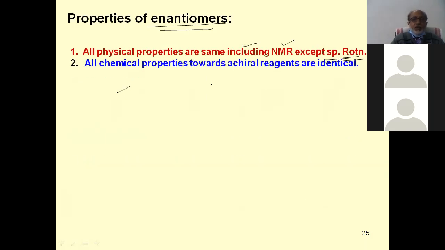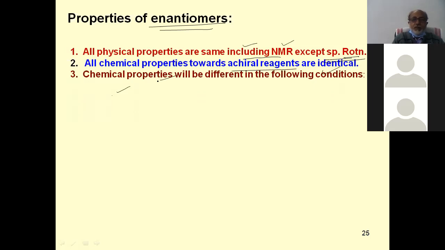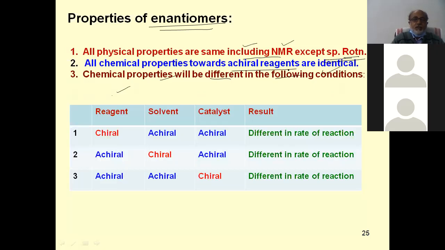Next point, all chemical properties towards an achiral reagent. If the reagent with which it is reacting is achiral, then they are identical. Means the chemical properties are the same, including the rate. But the chemical properties will be different in the following cases. What are those cases?